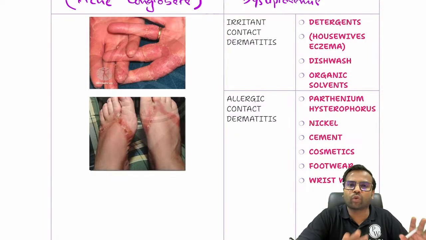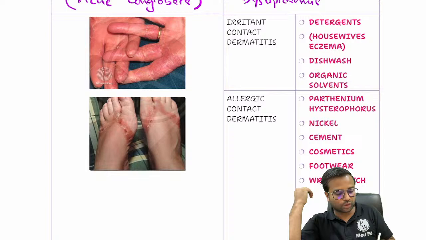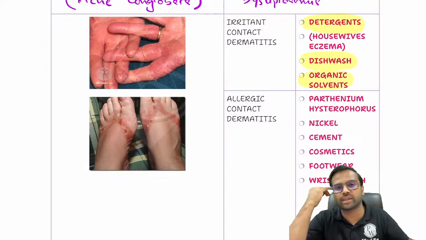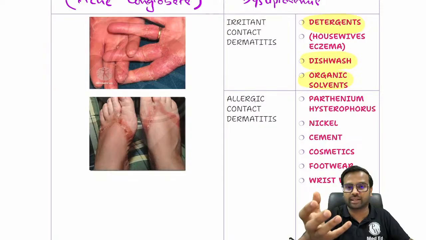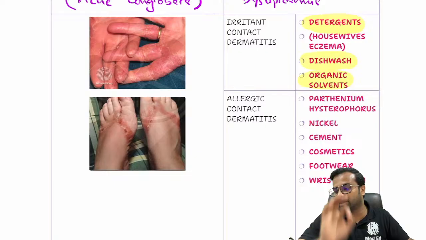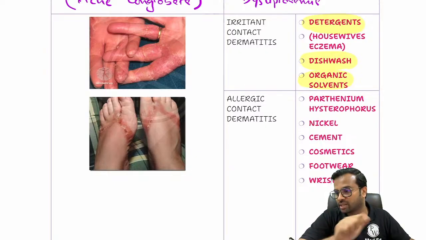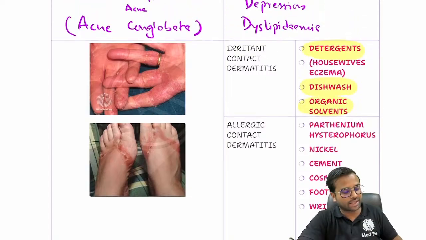Easy to remember, whenever a contact dermatitis happens due to some chemicals, let's say because of detergents, dishwash or organic solvents, it is going to be irritant contact dermatitis. Whereas everything else, whatever you can think about, is going to be allergic contact dermatitis. Clear?